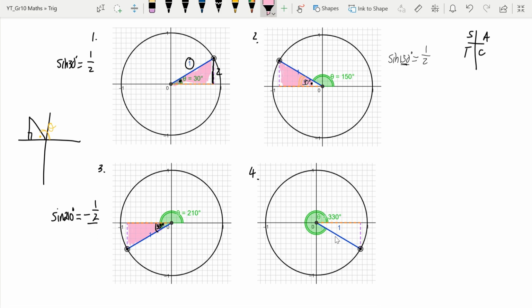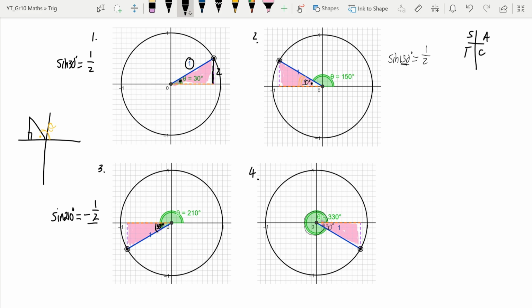If we go to the fourth quadrant, I created a congruent triangle there. How did I do that? Well, I know that that angle over there would be 30 because that theta over there going round is 330, plus my 30 degrees there gives me 360. So it is a congruent triangle.